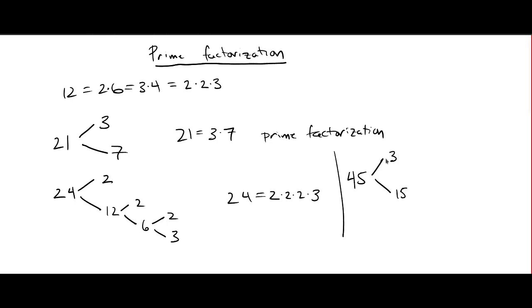3 is prime, so this branch is done. But this 15 here, we can split that up into primes. 15 is 3 times 5. So 45, its prime factorization is 3 times 3 times 5. We've written 45 as a product of prime numbers here.